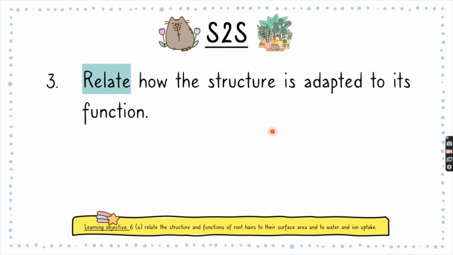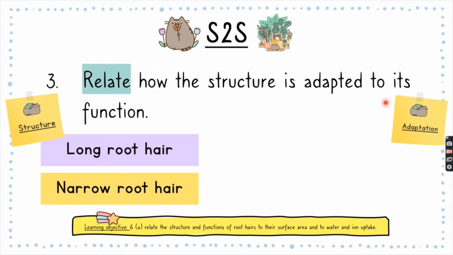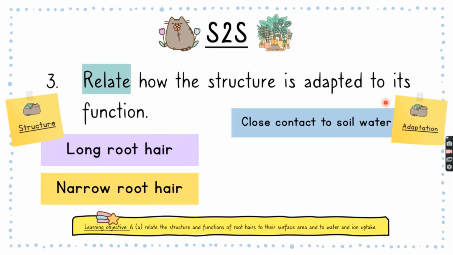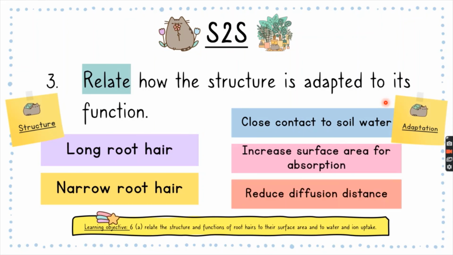Finally, we're going to go back to our final step, which is to relate how the structure is adapted to its function. So remember that the structure of the root hair cell is the fact that you have a very long and narrow root hair, and the adaptations related to this are, firstly, close contact to soil water, secondly, to increase surface area for absorption, and thirdly, to reduce diffusion distance.